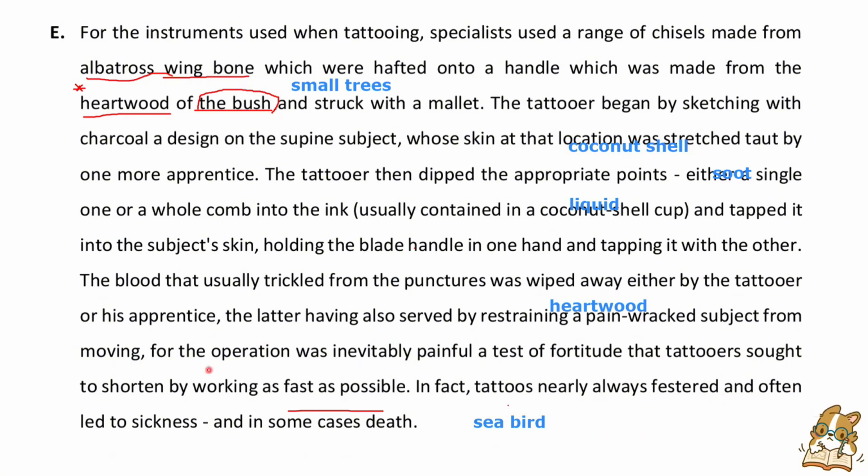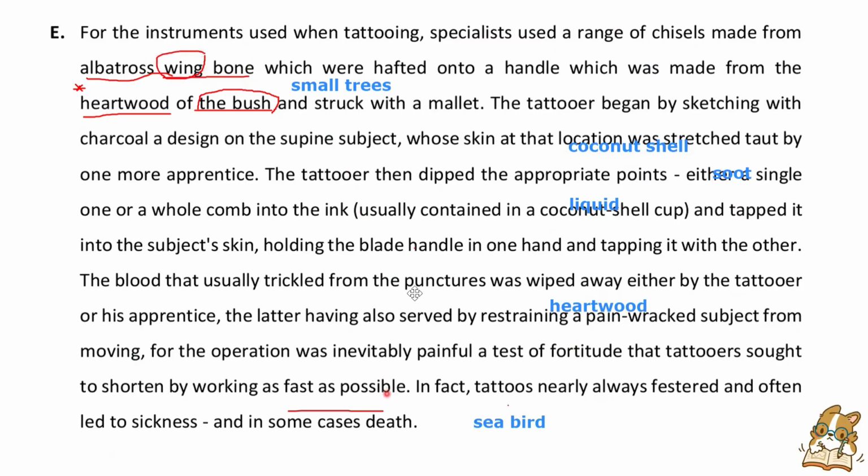All right, now we don't find any word that is seabird. So specifically, what we have to do now is look for a synonymous word. If it's difficult for you to find synonymous words, at least you can find some clues, or something close to the synonymous word. Now we start from the first sentence, albatross wing bone. As I mentioned to you before, this word is very interesting. Why? Because of this word wing.